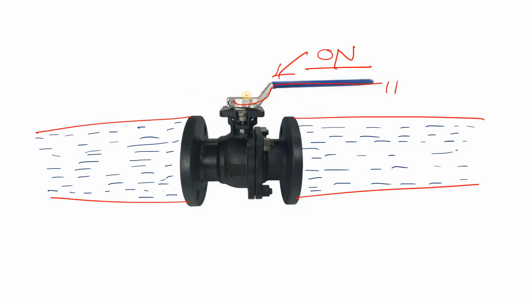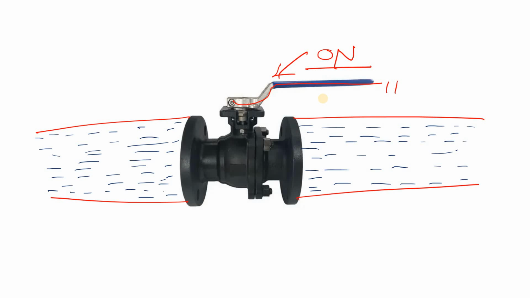So whenever your handle in a quarter turn valve is along with, or parallel to, the flowing fluid, it means that your valve is open. Please keep in mind, because this is very important. Whenever newcomers come into the industry, they generally get confused about whether the valve is open or closed, right?